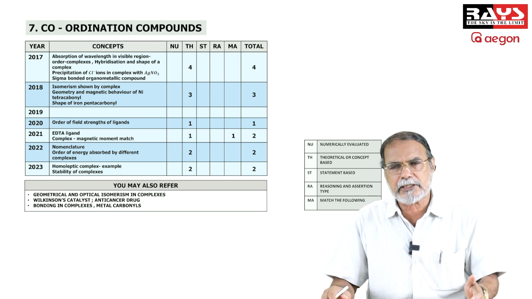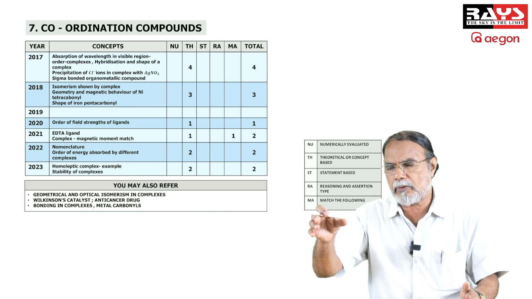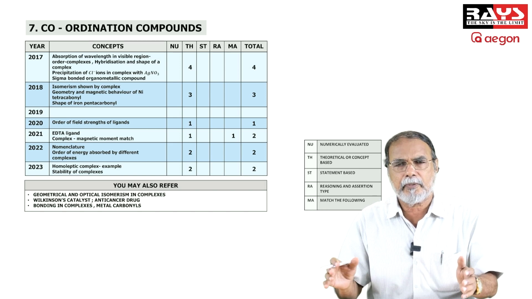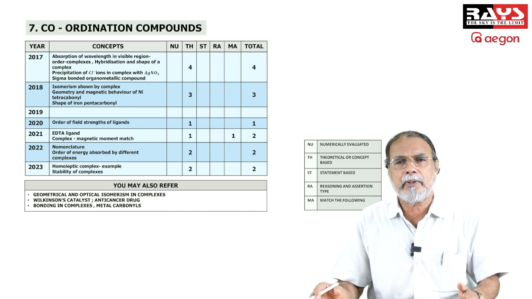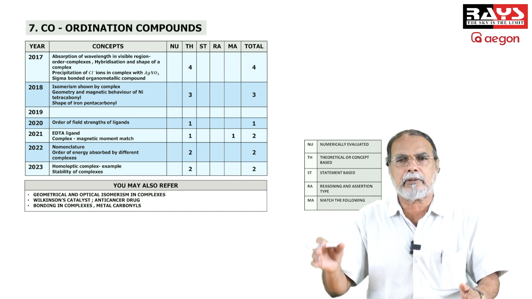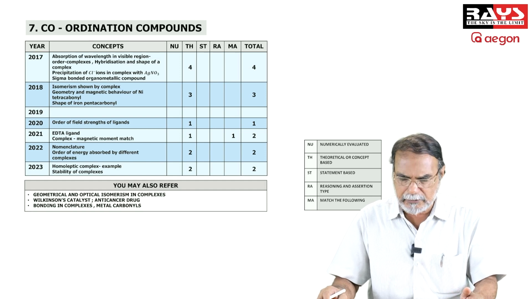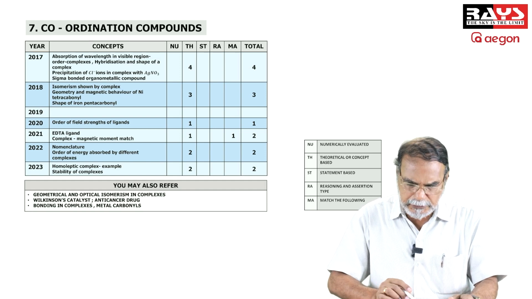Similarly, complexes in one column and structure in the other column. I mean the shape of the molecule in the other column. Or it may be complexes in one column and the hybridization in another column to match. So such match-type questions are always likely to come in question papers.